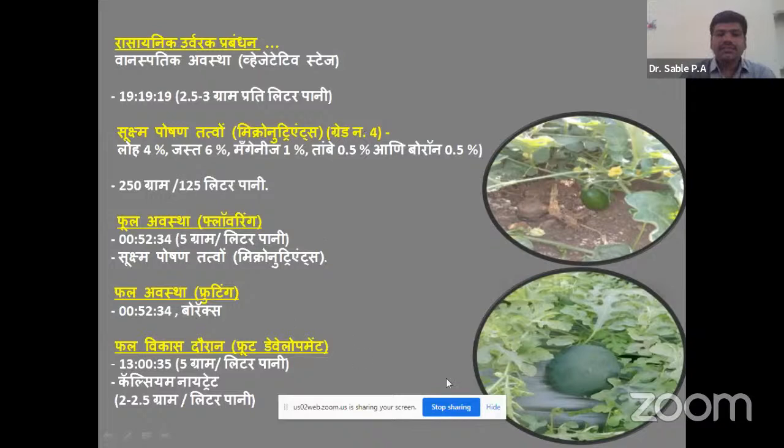And the fourth one is that 13:0:35 or 0:0:50 also you can prefer, 5 gram per liter, and calcium nitrate 2.5 gram per liter of water at the fruit development stage, or when the fruits have the size of a cricket ball, at the age of 50 to 55 days of planting.